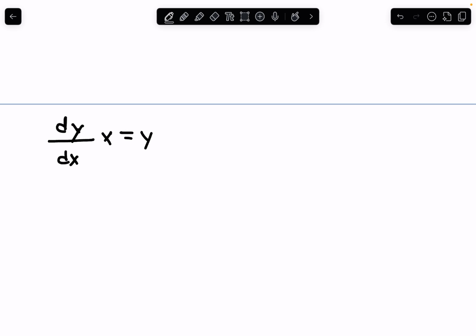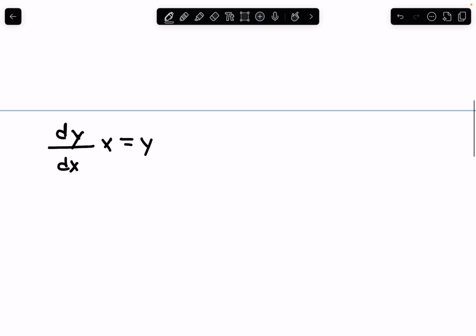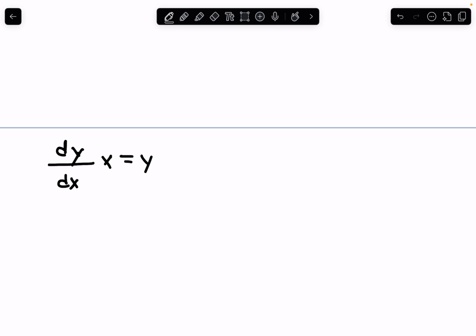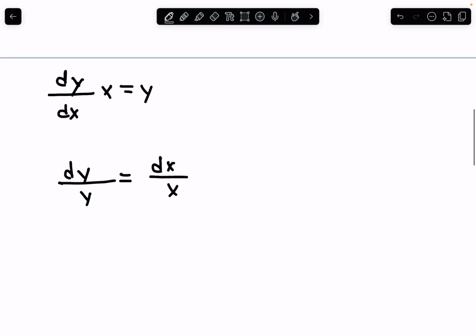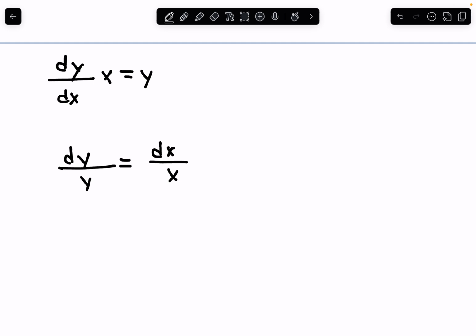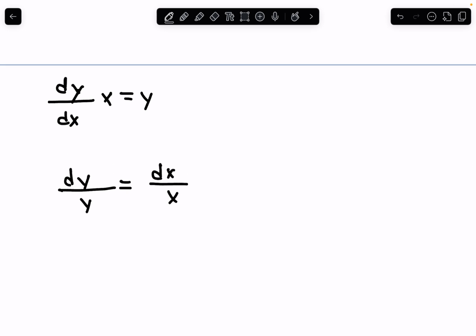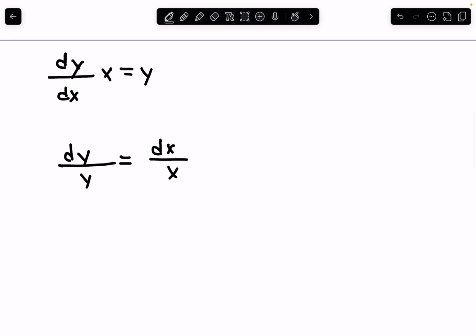So the first step to solving any differential equation is getting the x's on one side and the y's on the other. So let's get the x and dx on one side. If we multiply through by dx, we get y dx equals x dy. And if we divide by y and x, we'll get dy over y equals dx over x. Now I wanted to make sure you know that you can never divide by a derivative, so this dy or this dx can never be in the denominator. You always have to put it in the numerator.